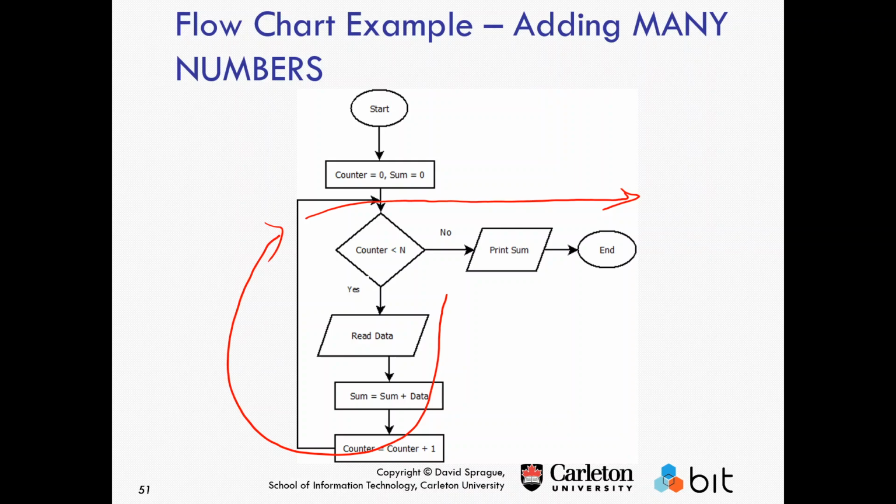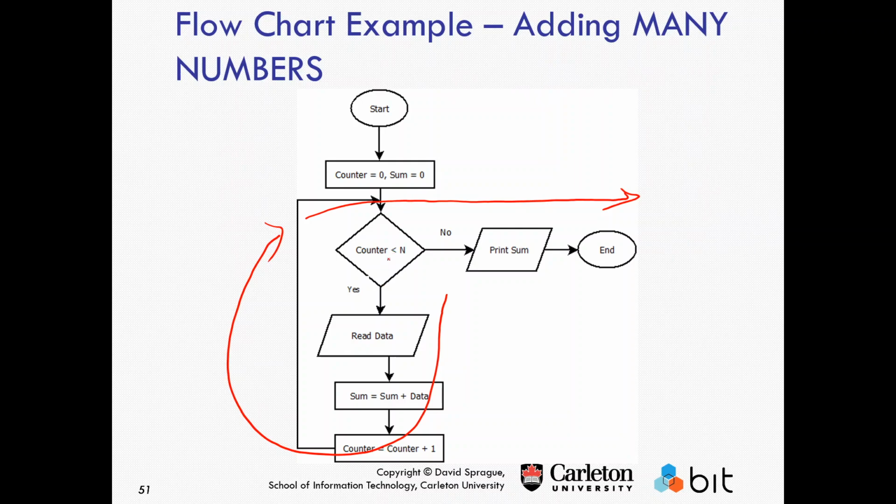If I want to add a whole bunch of numbers, here's what we had earlier with our pseudocode example. I'm making a variable called counter. I'm making a variable called sum. I check to see if the counter is less than n. If so, I read in data. I add that data to the sum. I increment the counter, loop around again.